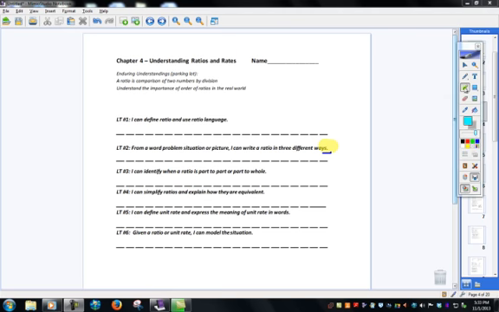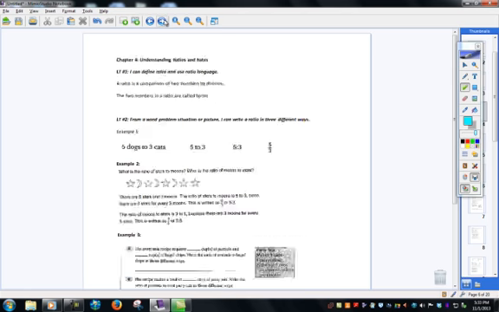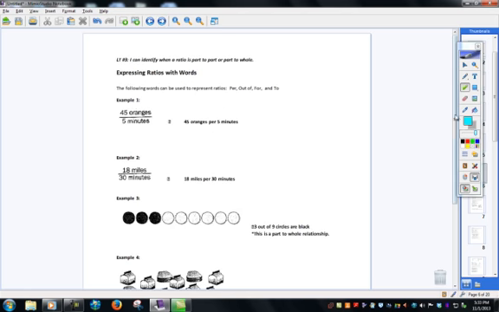Alright, welcome to the Chapter 4 Learning Target number 3 video. Go ahead and flip to page 3. The learning target here we're going to cover is: I can identify when a ratio is either part to part or part to whole. Now, this is very, very easy. It might seem kind of crazy at first, but it's very, very easy.